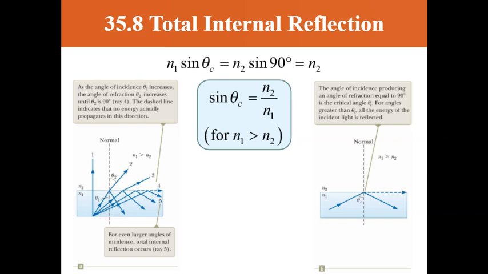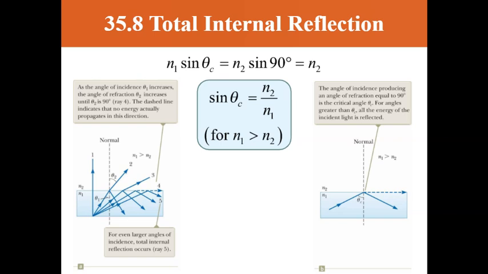For a light beam traveling from a medium where it moves slow to one where it moves faster, such as water to air, light will always be refracted away from the normal. And eventually, that means that if you increase the incident angle at which you strike the normal, the angle of refraction will be bigger and bigger by Snell's law.